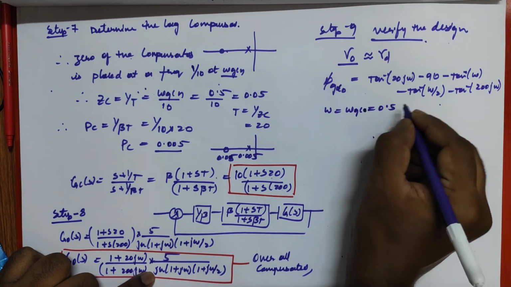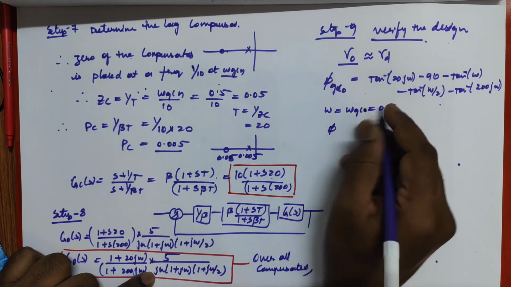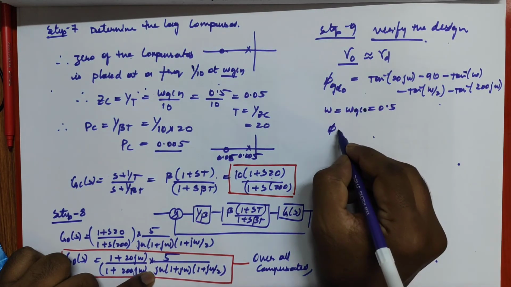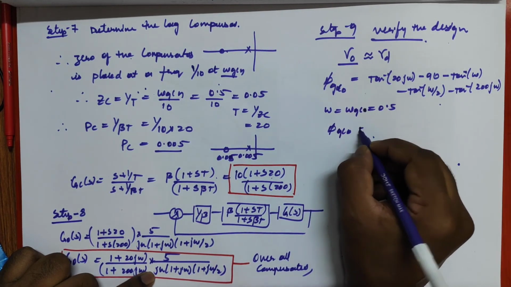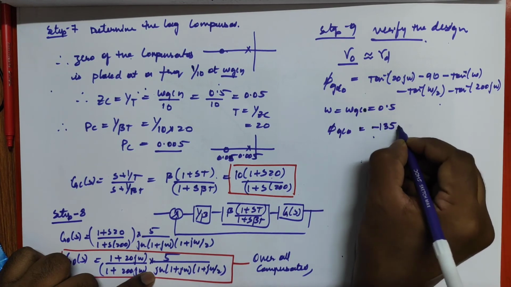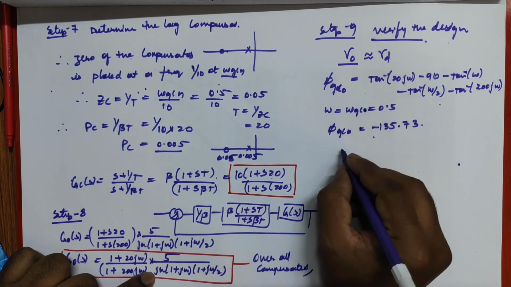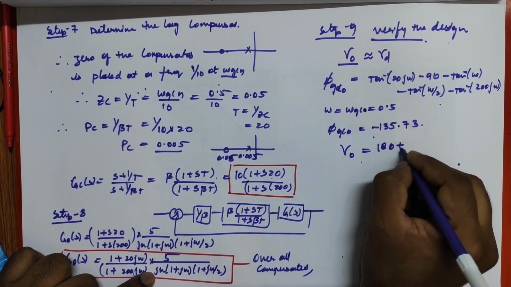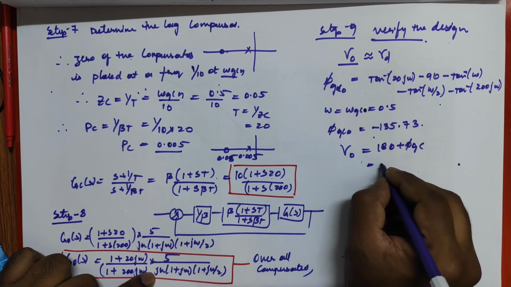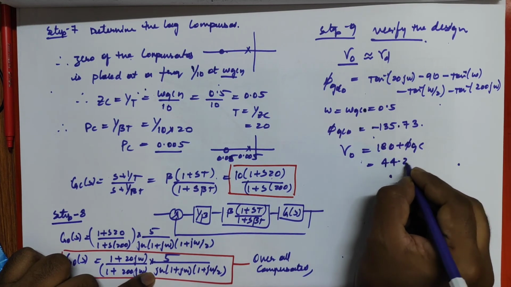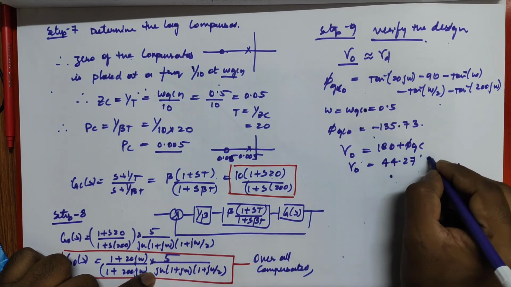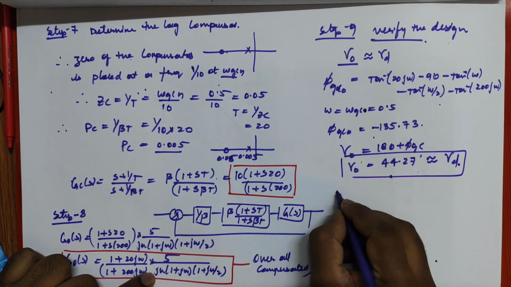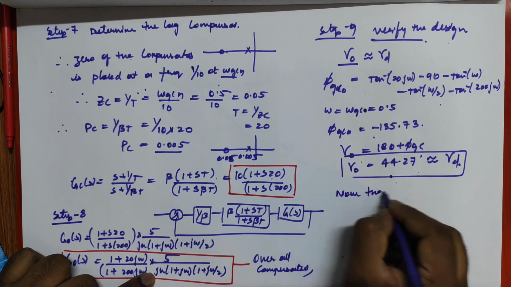So that ωgc is 0.5. If we substitute ω equal to ωgc equal to 0.5 here, I obtain φ(gc) of minus 135.73. Now the phase margin of the open loop system is 180 plus φ(gc). So I obtained a value of 44.27, which is greater than the desired value. So now the design is accepted.